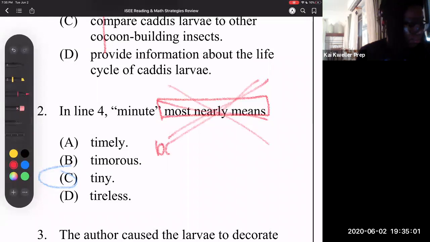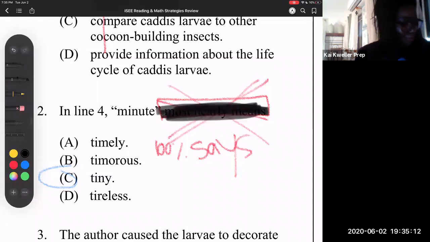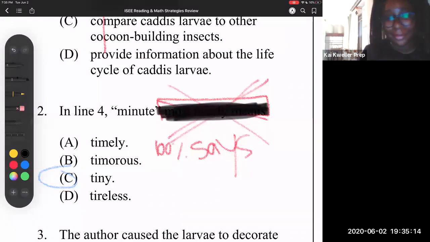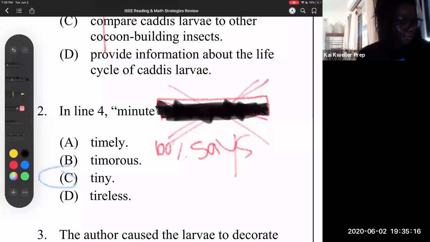100% says. Cross it out. I don't even want to see the words most nearly means. They're ugly. Those are ugly words. I have anger towards those words. Those are misleading words. We don't need them. Okay? Good. Minute. Put 100% means. 100% says. Okay, fine. I probably should have gotten rid of the word means. 100% means.